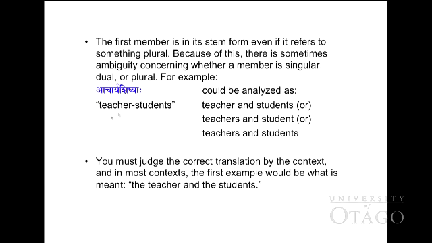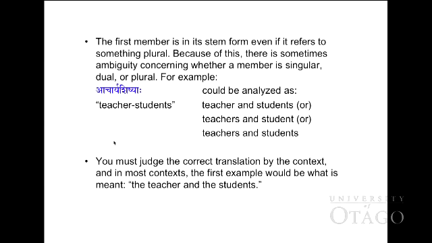Sisyaha, teacher, student. We have studied from the last slide that it means one teacher and many students. But it could be analyzed as teacher or students, that means one teacher and many students. Or it can be analyzed as many teachers and one student. Or it can be analyzed as many teachers and many students.